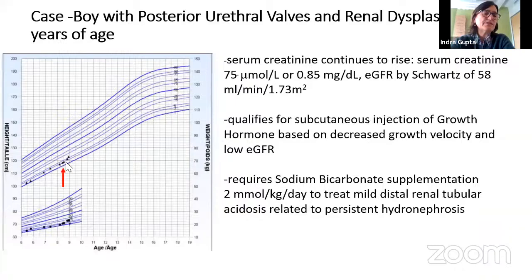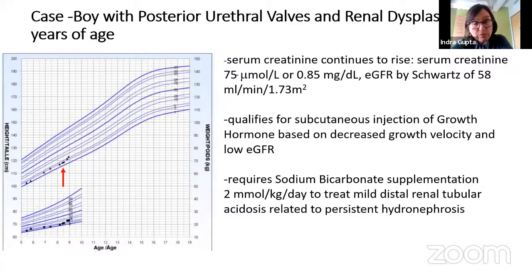You see that he starts to flatten out a little bit here, with a decreased growth rate here. And so, again, in a North American context, I've got the units in both, but his serum creatinine continues to rise. His serum creatinine is now 75 micromoles per liter or 0.85, which gives him an estimated GFR by Schwartz of about 58. So he's clearly got chronic kidney disease.